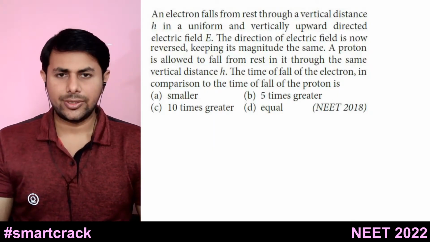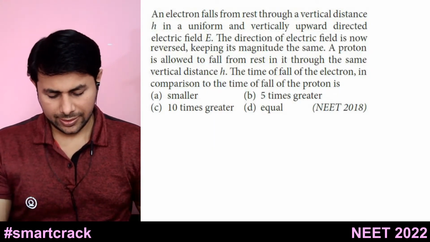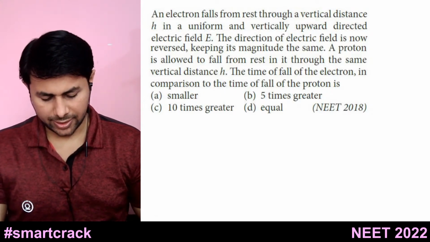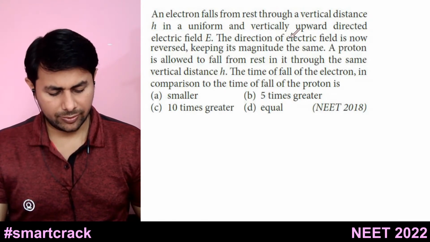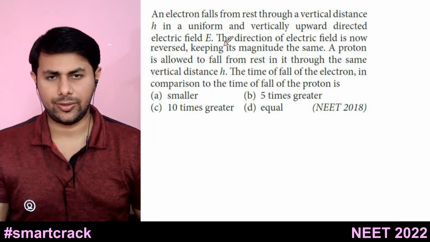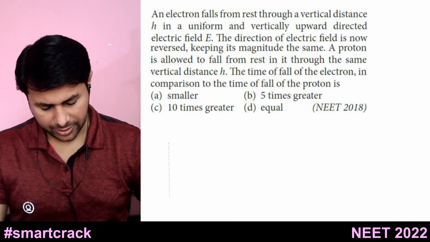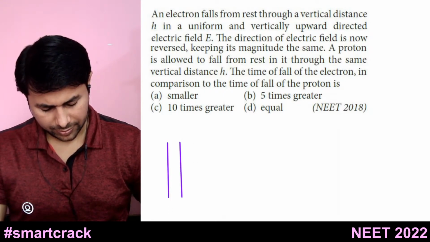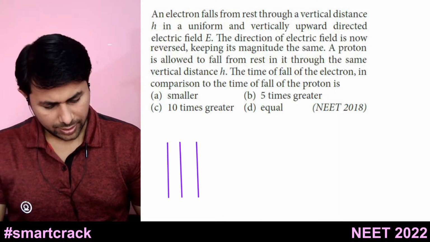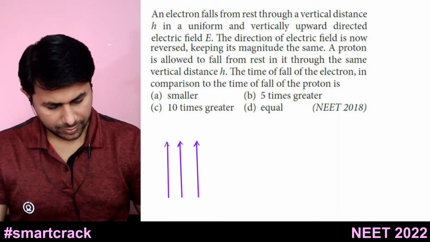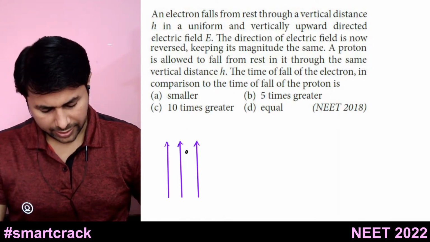So let's move on to the next problem. The next problem is: an electron falls from rest through a vertical distance h in a uniform and vertically upward directed electric field. So we have a vertically upward directed electric field, like this, and an electron falls in that field. So there is an electron which is falling in this field.